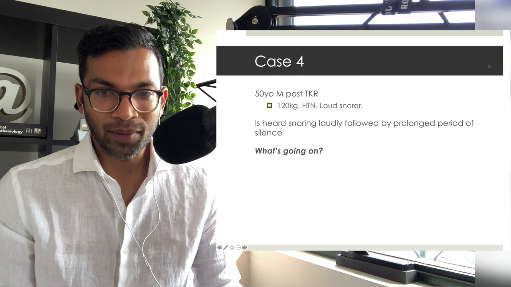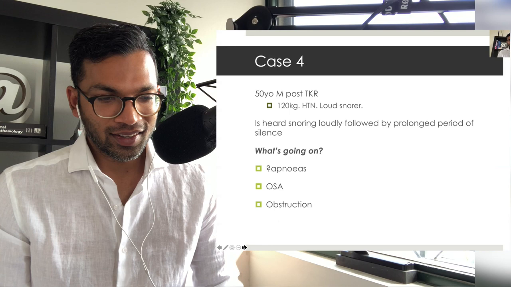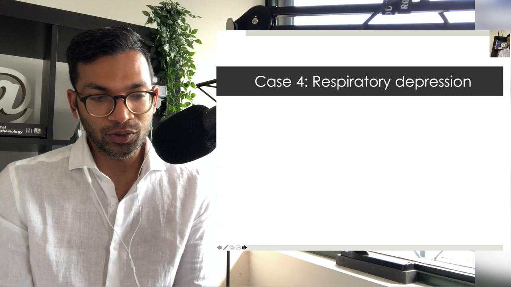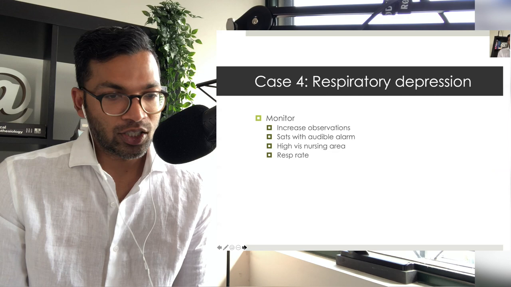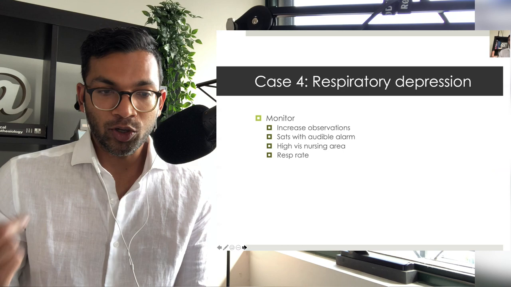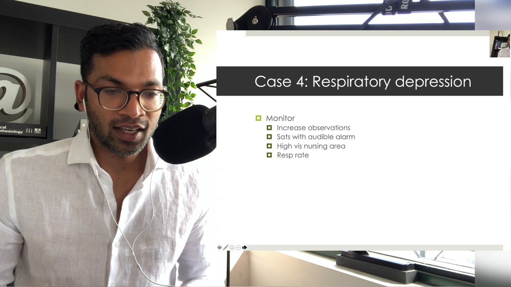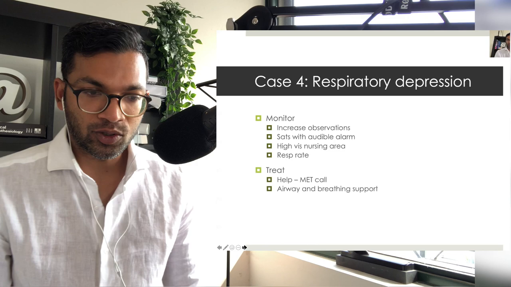What do you do? It's the stuff that you'll talk about in your deteriorating patient, or the sick patient approach. You want to monitor this patient. You want to increase your observations, maybe continuous SATs. You can get these portable SATs monitors with an audible alarm. You might have the patient not in the back of the ward, but right near the nurse's station. You might have a respiratory rate monitor. And then you treat all these things. You get help if they're severely obstructed with low saturations and apneic. You give them airway and breathing support. And then you treat with naloxone IV.